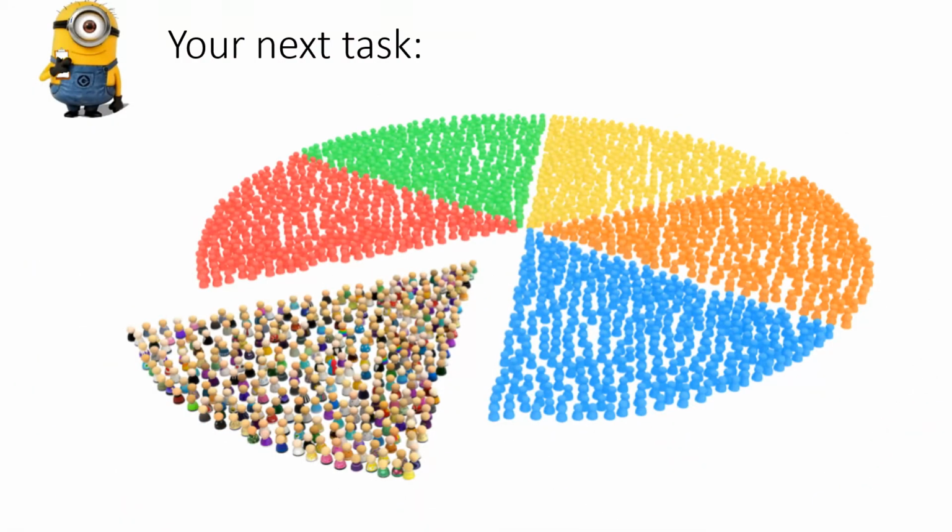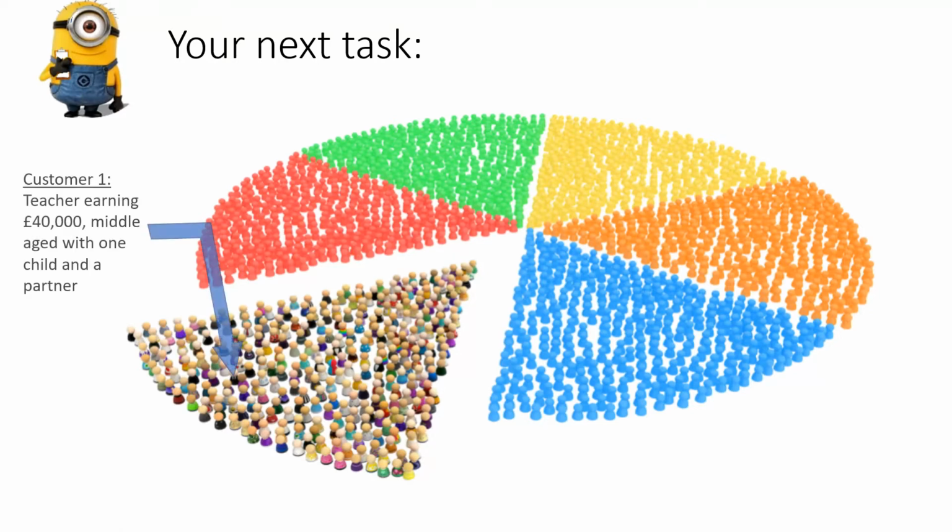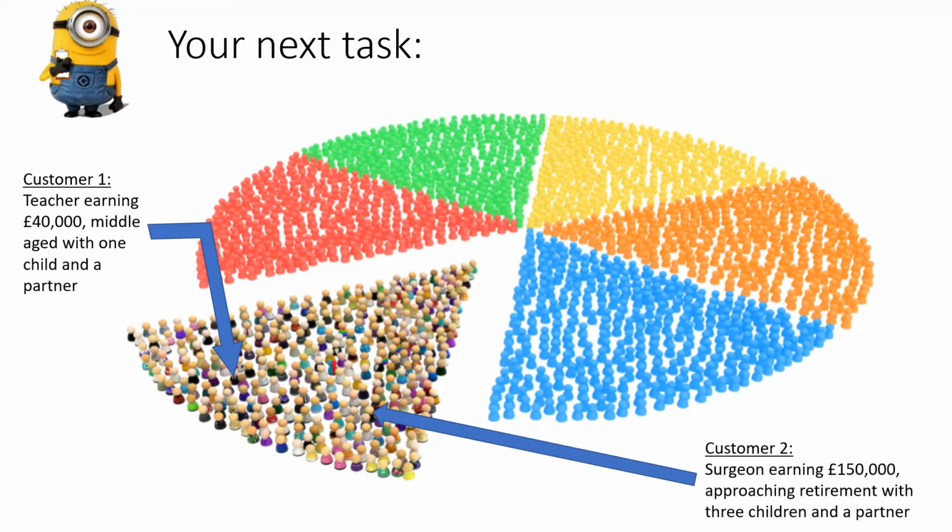Here's your next task. Now here we're looking at the market as a whole. This is probably one of the nicest diagrams, I think, to explain the market. We've got all those segments of the market, and you're going to be focusing on customer 1, the teacher earning £40,000, middle-aged with 1 child and a partner, and you're going to look at customer 2, who's the surgeon earning £150,000, approaching retirement with 3 children and a partner.